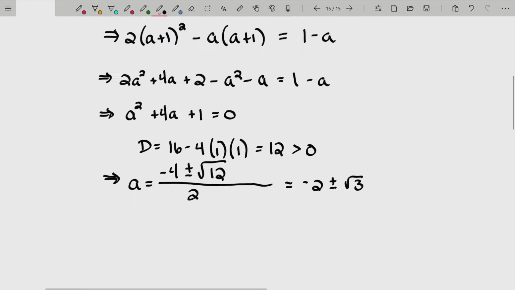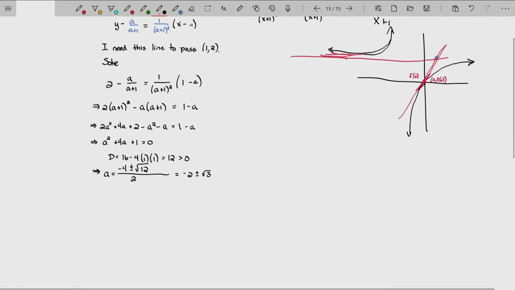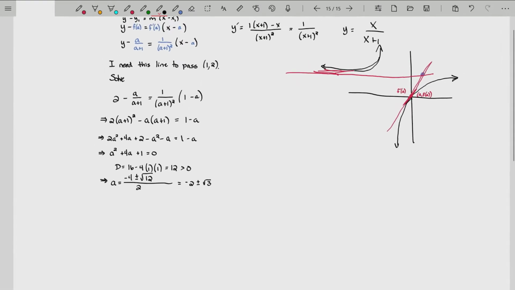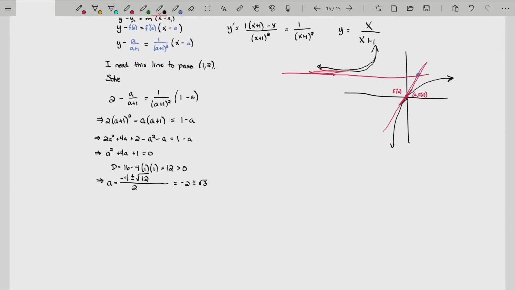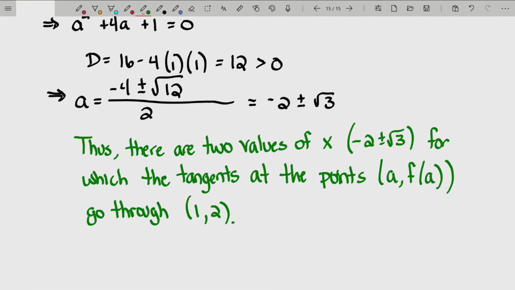So there are totally 2 tangent lines, 2 values of a, or 2 x values, which give tangent lines striking the point (1, 2). Let me actually say that. There we go. Thus, there are 2 values of x. One is negative 2 plus root 3. One is negative 2 minus root 3, for which the tangents at the points (a, f of a), and I just used that because I didn't want to write f of negative 2 plus root 3, and so on and so forth. But those tangents go through the point (1, 2).